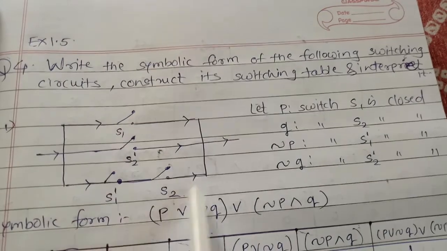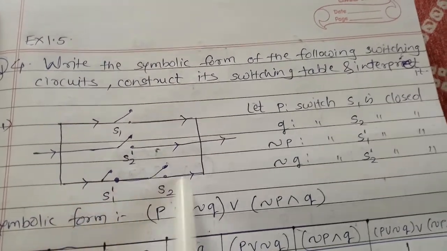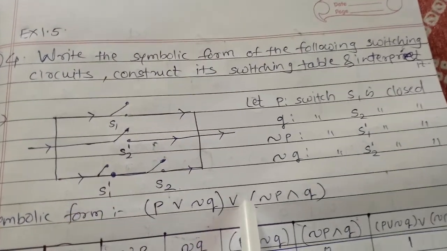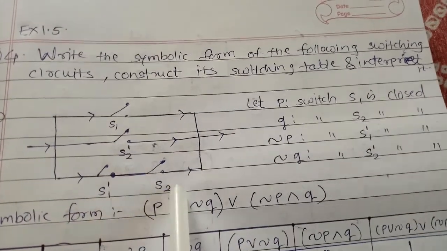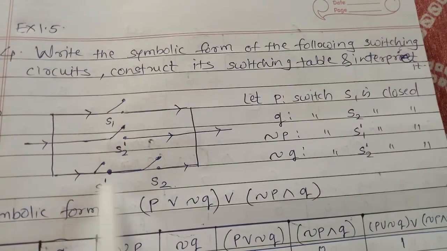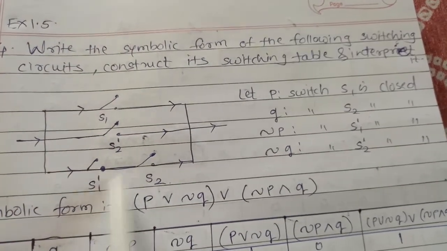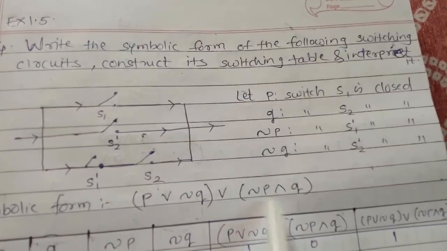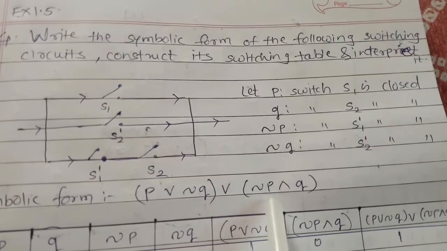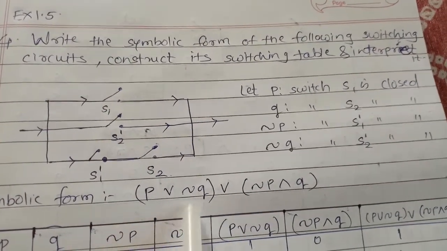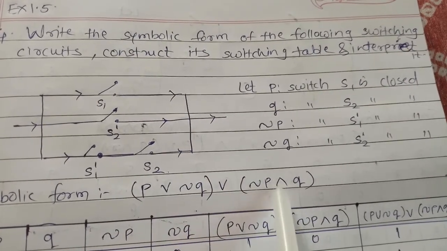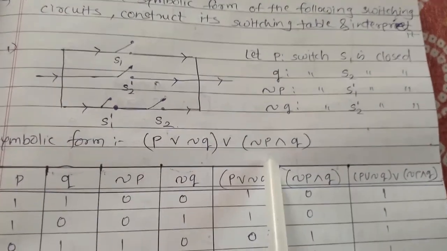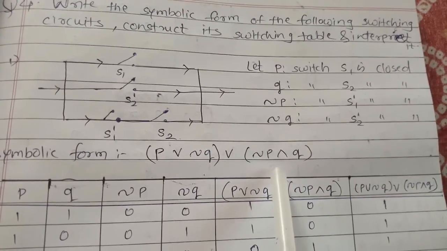Again this third part means this third line, these two switches are also in parallel combination, so we use the disjunction. And for these two we have to use the conjunction because they are in the series. So negation P and Q, here we write this one. We have to put down the bracket for these two, that is P disjunction negation Q, disjunction negation P conjunction Q.